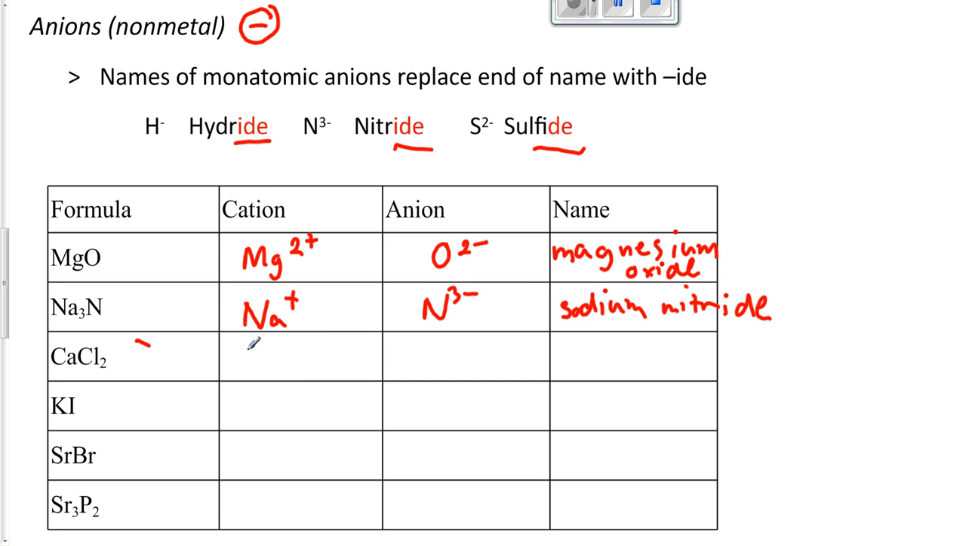So this one is calcium. Calcium is an alkaline earth metal, Ca, and it's got a 2+ charge. And chlorine becomes chloride because it's a -1 charge, so chloride. And then our name is calcium chloride.